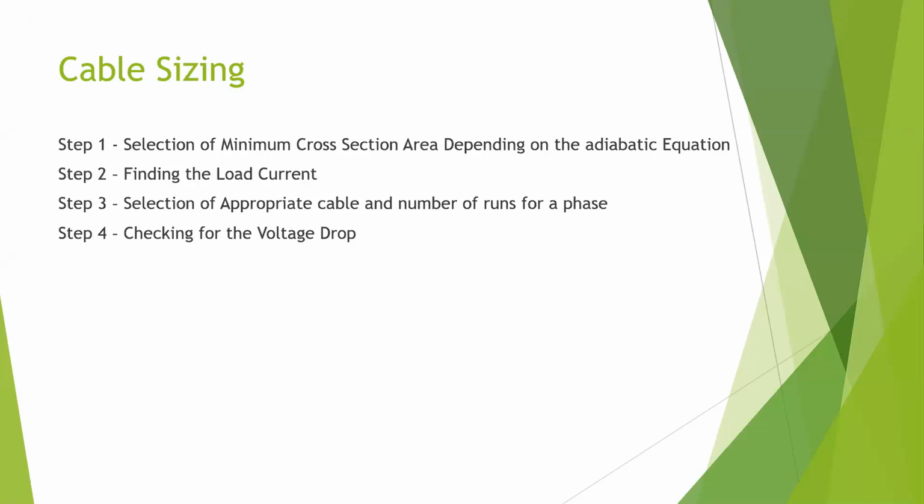So for the cable sizing, there are 4 steps we need to follow. The first one is selection of the minimum cross-section area. And to select this minimum cross-section area, you are going to depend on the adiabatic equation. Pilena, have you learned about this adiabatic equation in electrical installation?